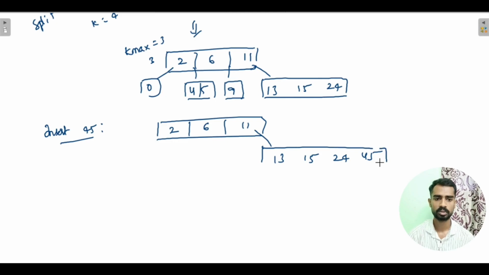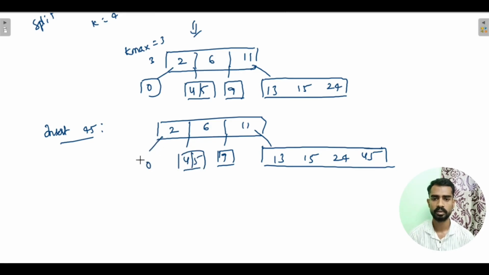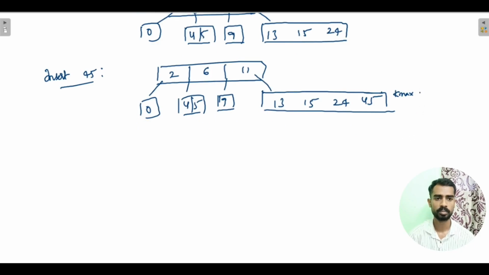Okay, so this step is going to be interesting, so do watch carefully. Okay, so we have 9 here, and then we have 4 and 5 here, and then we have 0 here. Here if you see, the Kmax property is violated. So the Kmax property is 3. But what is the number of key values in this particular node? It is 4. So what should we do? We should try and push this 15, the median position, into the parent node.